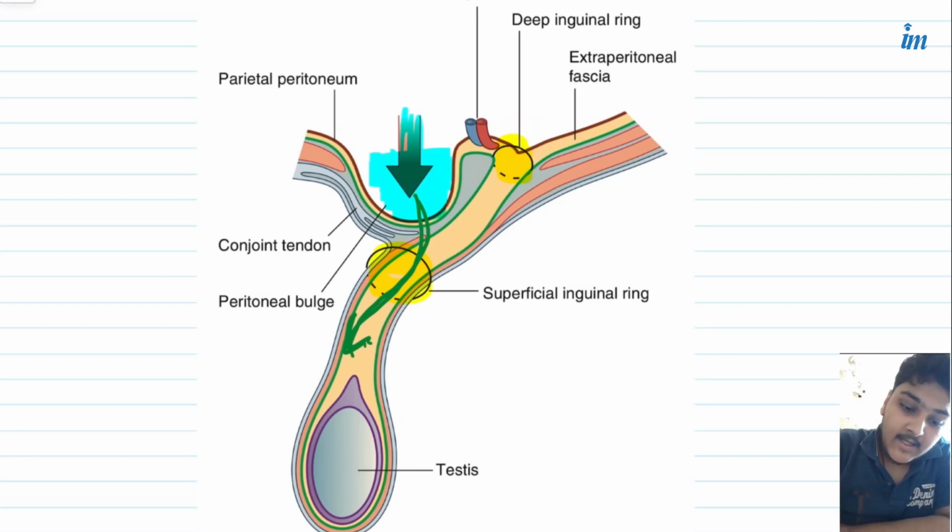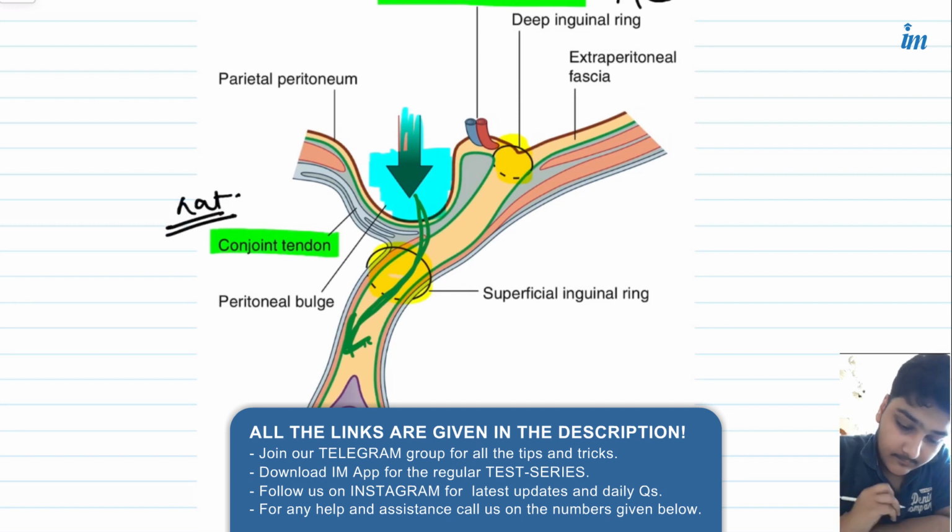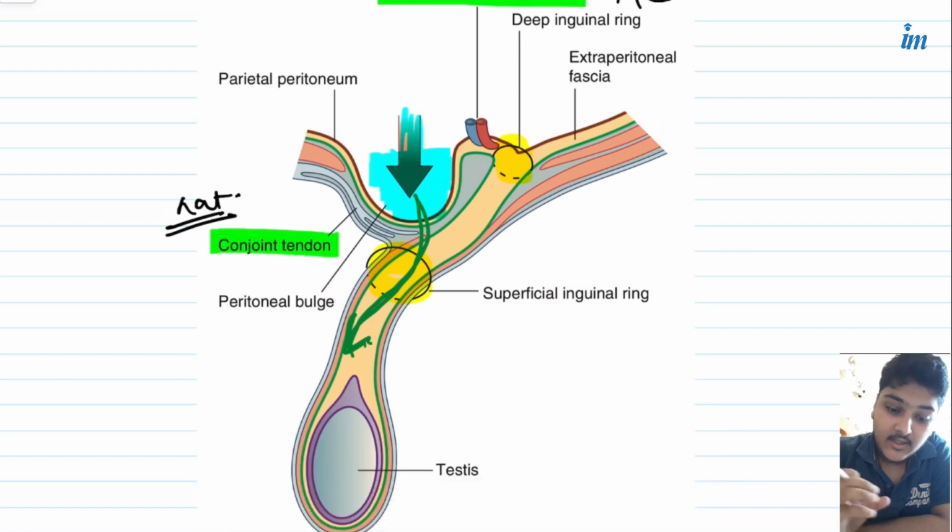Now if we talk about the location, indirect inguinal hernia was lateral to the inferior epigastric vessels. Your direct inguinal hernia is medial to the inferior epigastric vessels and it is lateral to the conjoint tendon. In the last video, we discussed much about the conjoint tendon, how it is formed. So your direct inguinal hernia is lateral to the conjoint tendon and medial to the inferior epigastric vessels. And sometimes it may exit through the superficial inguinal ring to enter the scrotum.